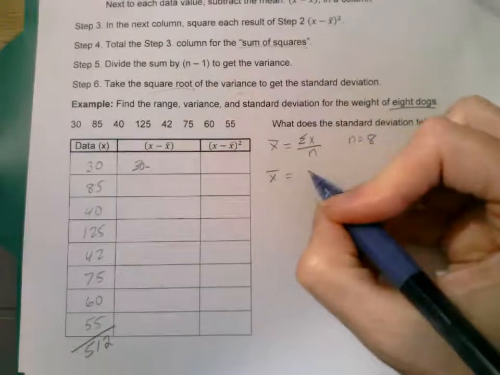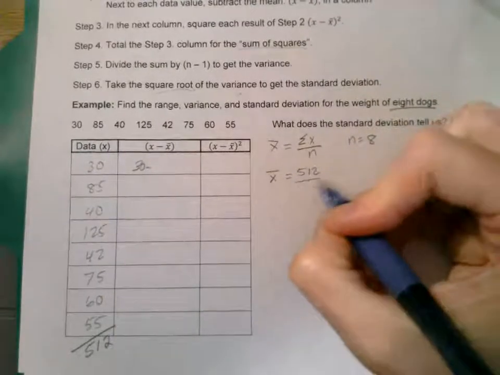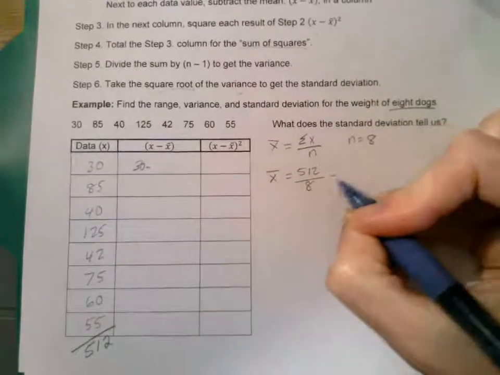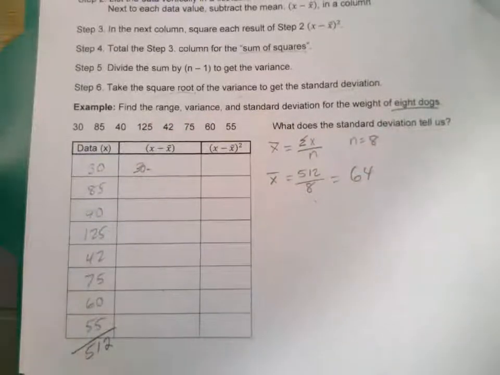So this is going to be 512. I just did that here, divided by this 8. And this is going to be 64. I just want to double check before I do all of this stuff. There's definitely a 64. Let me check this 512 just to make sure.